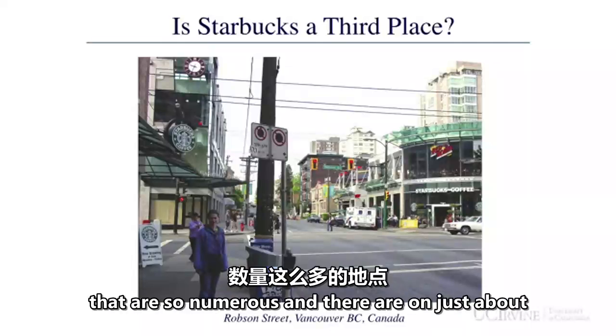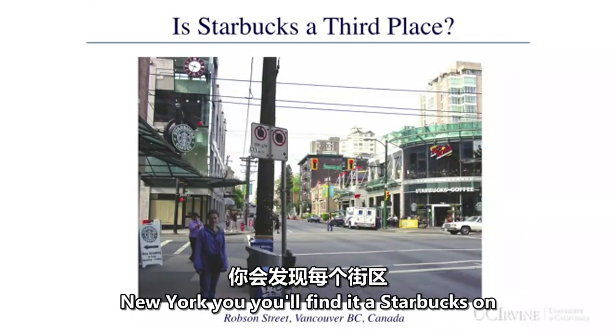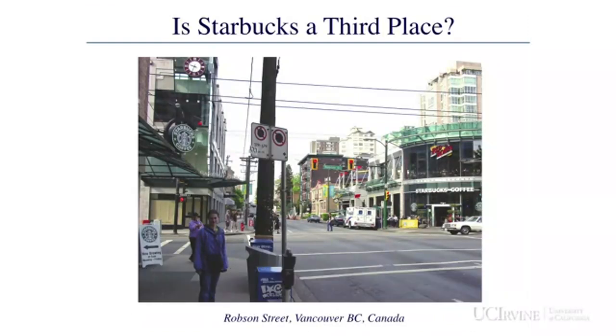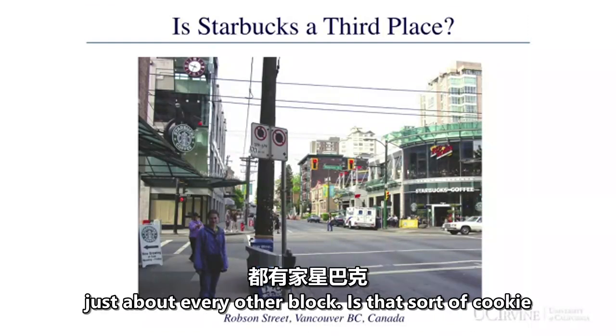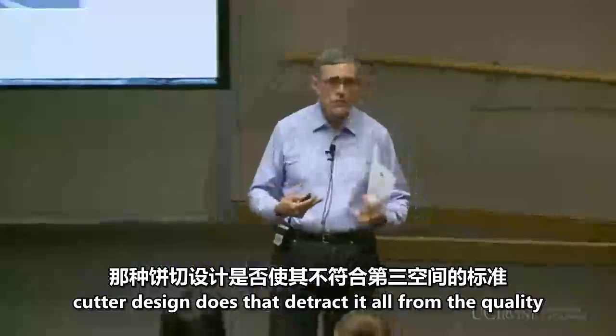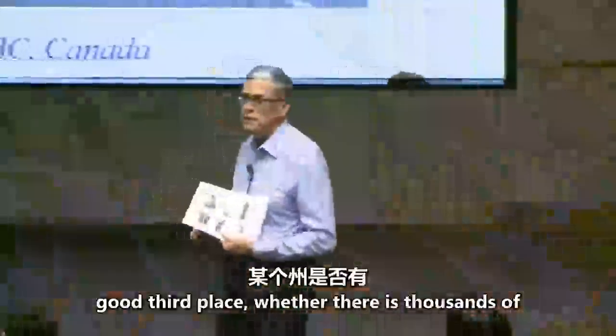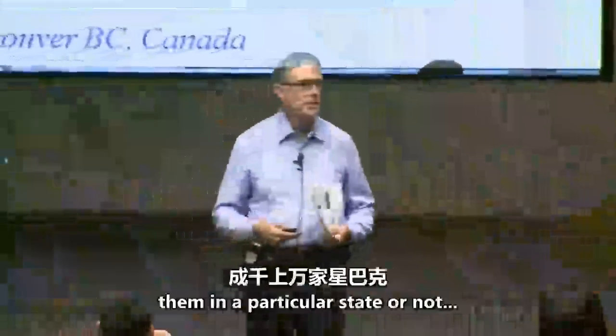Question is, can places that are so numerous, and they're on just about every other block, if you go down Broadway in New York, you'll find a Starbucks on just about every block. Is that sort of cookie-cutter design? Does that detract at all from the quality of the third place, or can it still be a pretty good third place, whether there's thousands of them in a particular state or not?